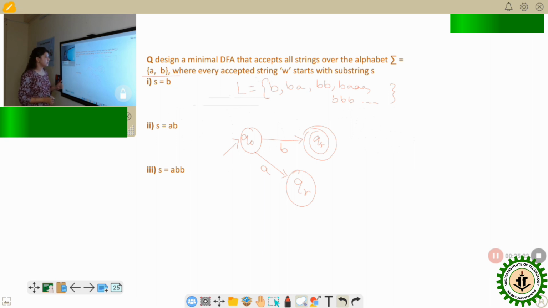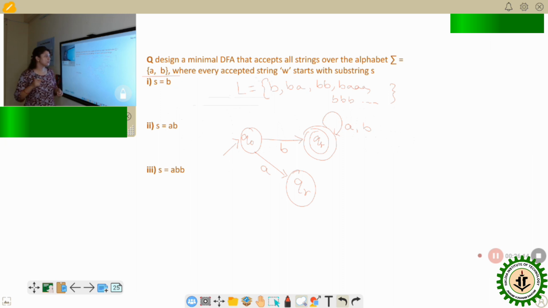Clear? Then here we have applied A and B, all input symbols. Then we are going to check QF. QF means the final state. When we reach the final state, we have to start with B. We have started with B. Then after B, it can be any combination of A and B. So it will stay on QF. That means we have started with B, and after that there can be any combination of A and B. It is a valid string.